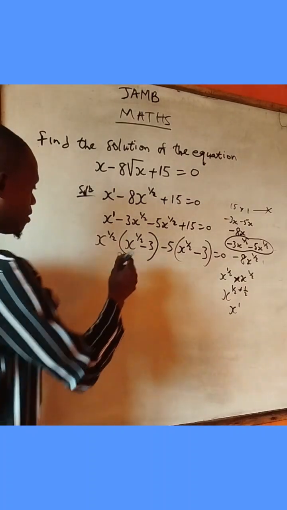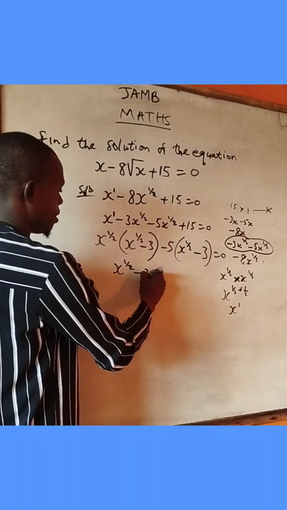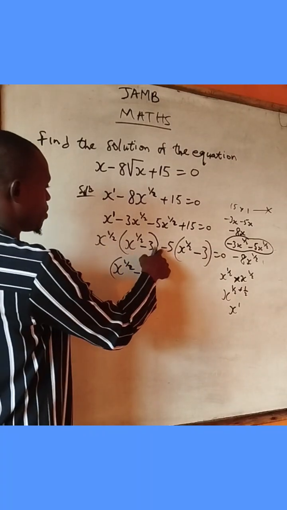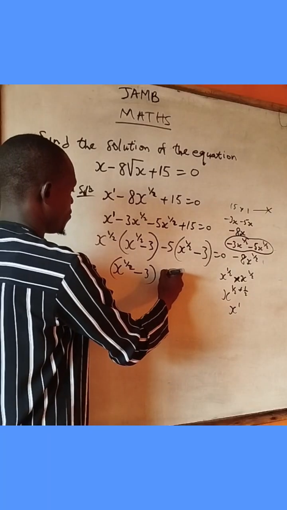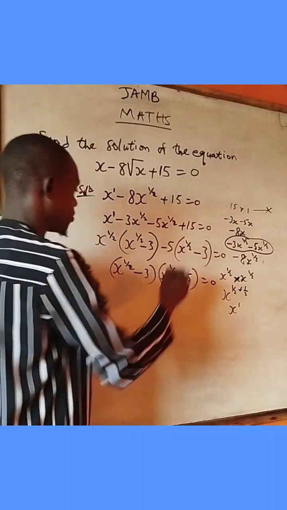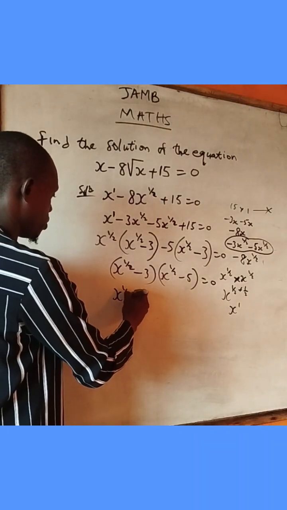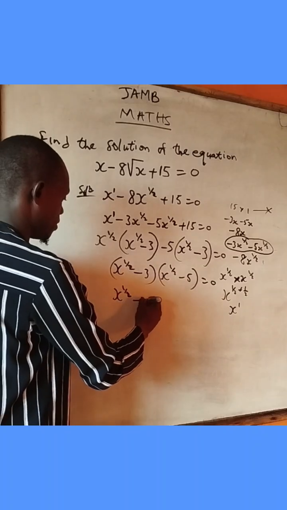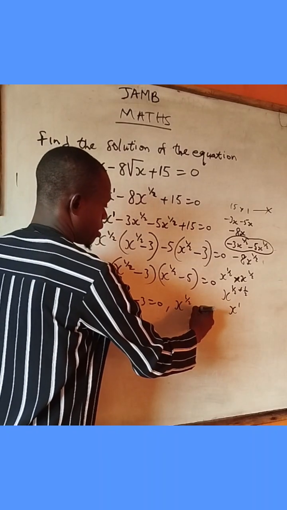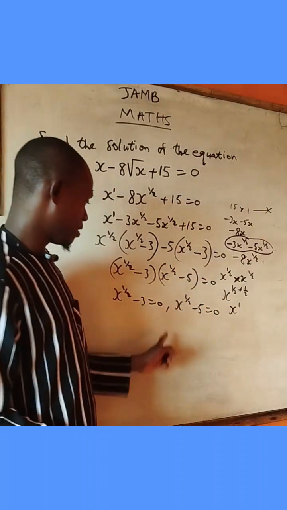So you pick one of it. So x raised by 1 over 2 minus 3 in the brackets, this one that is outside, x raised by 1 over 2 minus 5. We have x raised by 1 over 2 minus 5. Everything is equal to 0. So now, if x raised by 1 over 2 minus 3 is equal to 0, or x raised by 1 over 2 minus 5 is equal to 0, I hope you understand to this level.